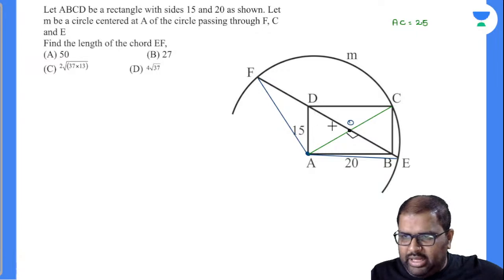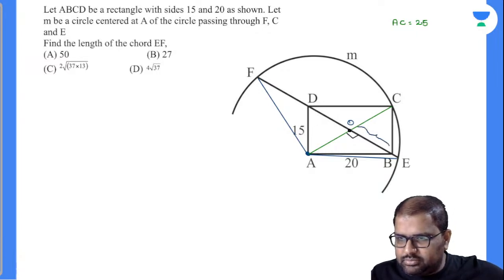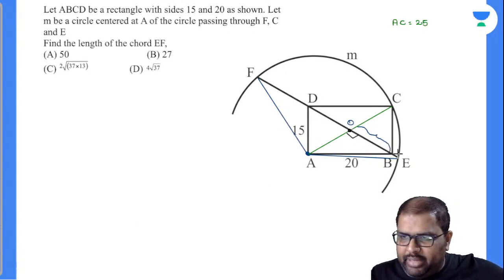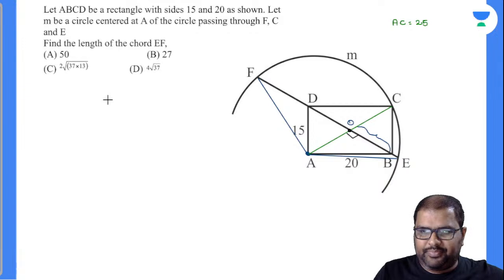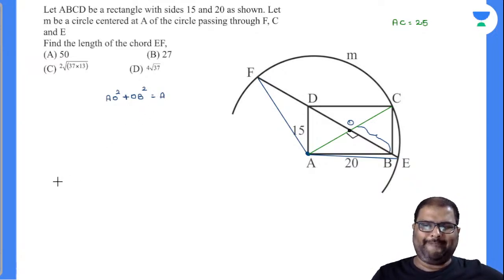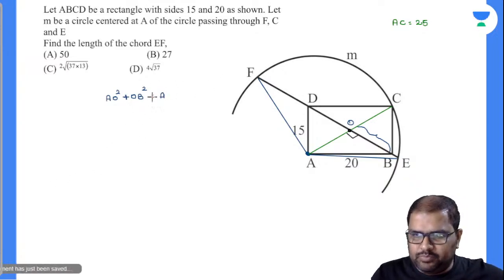Now I want the OD value and the OB value. See here, triangle AOB is a right angle triangle. AO square plus OB square must be equal to AB square, which is 20 square. Will you accept with me? Yes, perfectly.